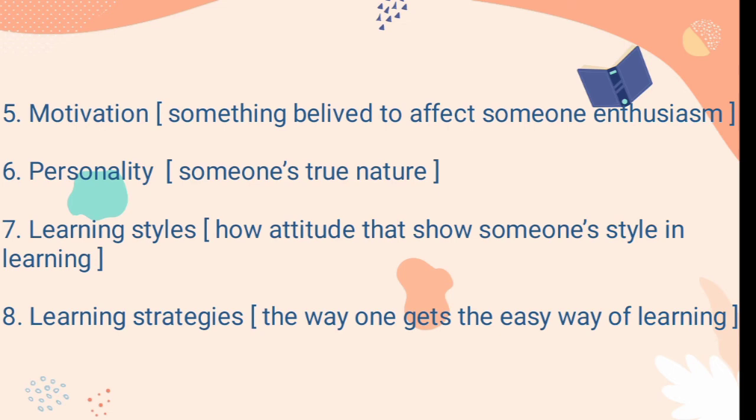Six is personality. This is the original nature of a person that appears and occurs on the basis of a combination of emotional, attitudinal, and behavioral response patterns of an individual. And seven is learning styles. This is about the attitude that shows someone's style in learning a second language. The last is learning strategies. This is the way one finds the easy way of learning a second language.